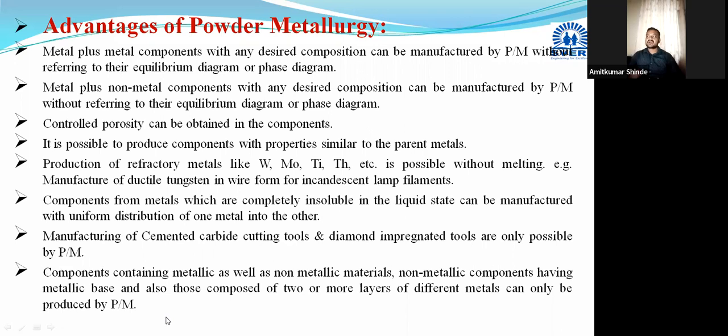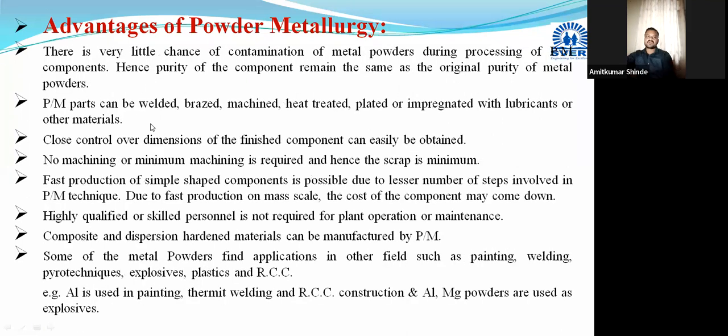Then the next advantage is manufacturing a component having metal and non-metal layers: metal layer, non-metal layer, metal layer, non-metal layer. This layer by layer arrangement of metal and non-metal is only possible by this powder metallurgy technique. This is the advantage. And the next advantage is that high purity is maintained in this powder metallurgy technique, meaning the chances of contamination or impurities getting caught in the final component are very less.